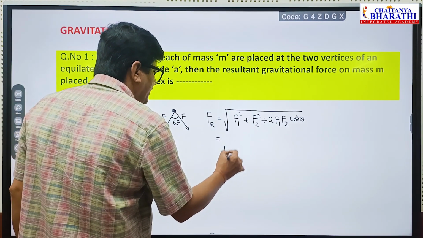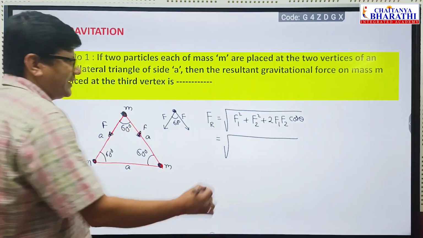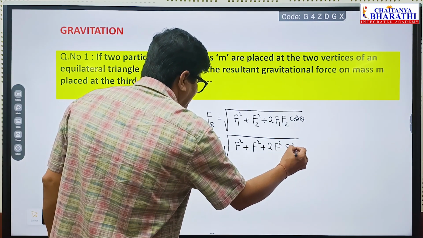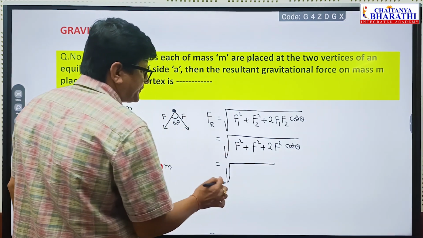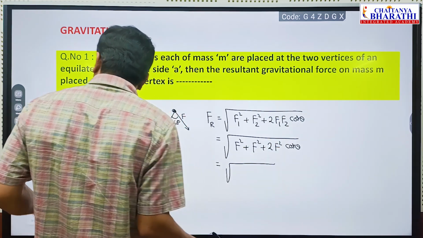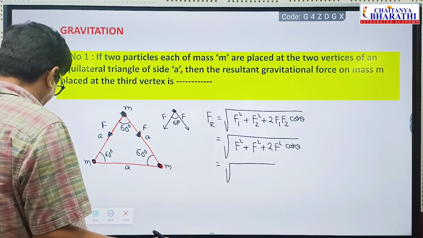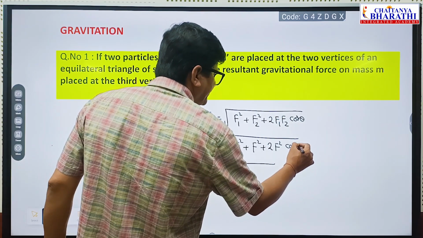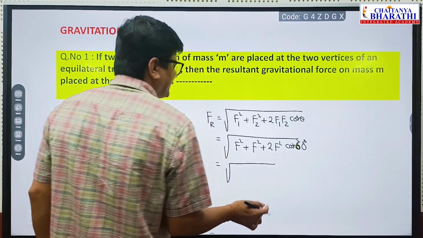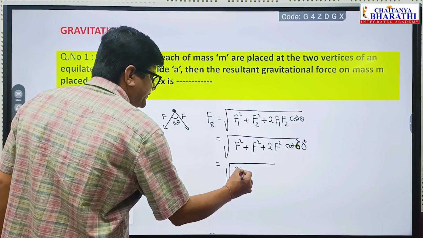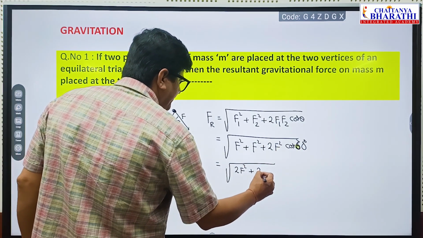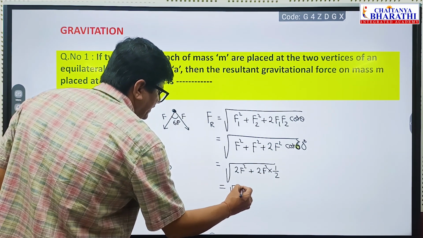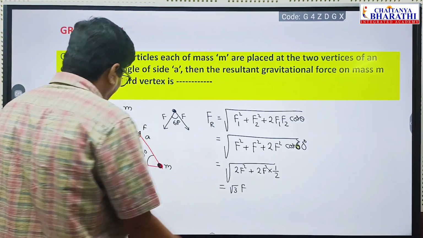Based on that vector algebra, under root F square plus F square plus 2F square cos theta. F square plus F square is 2F square. So what is the angle theta? Theta is 60 degrees. Cos 60 value is 1 by 2. So 2F square cos 60 degrees, cos 60 is 1 by 2. The 2s cancel. What did we get? So root 3 F.